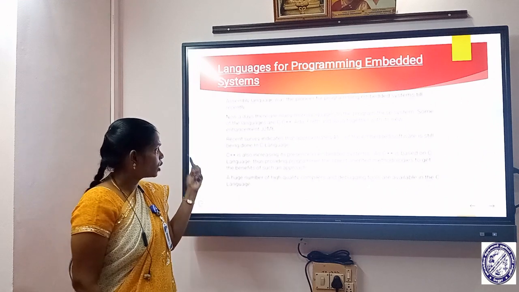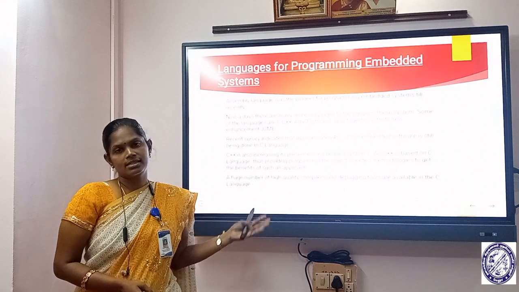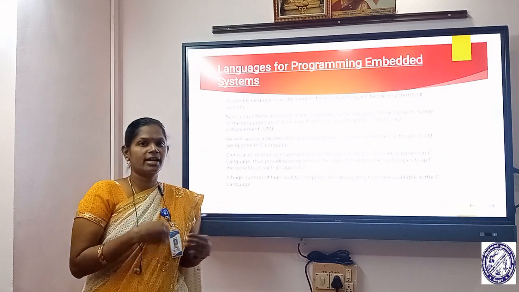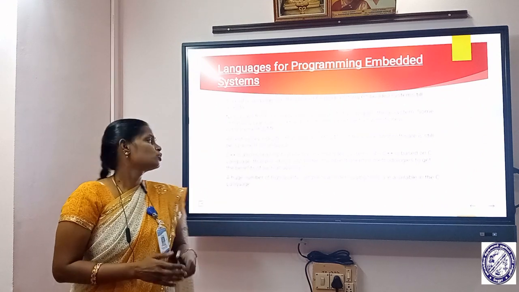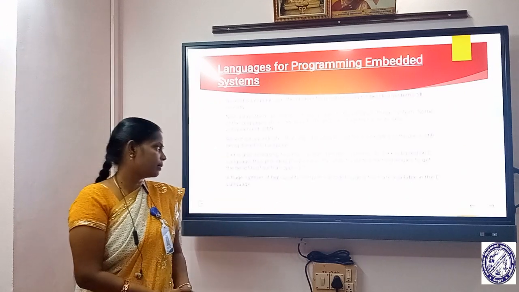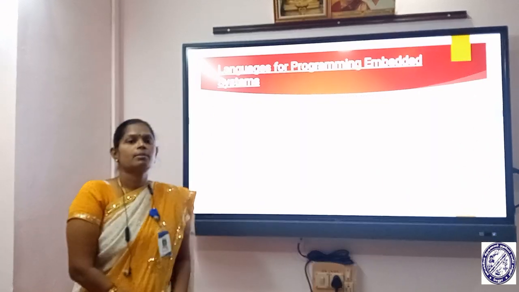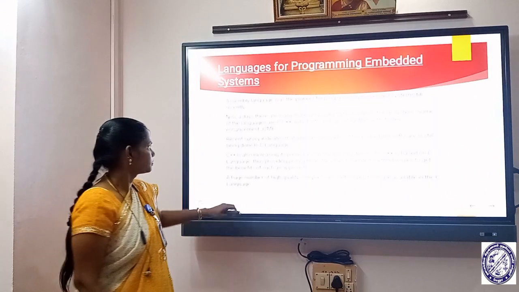Not only C is used for development, but C++ is also derived from the base of the C language. So finally we came to the conclusion that a huge number of high quality compilers and debugging tools are available in the C language for embedded systems.